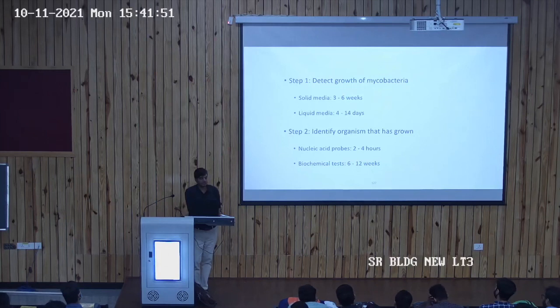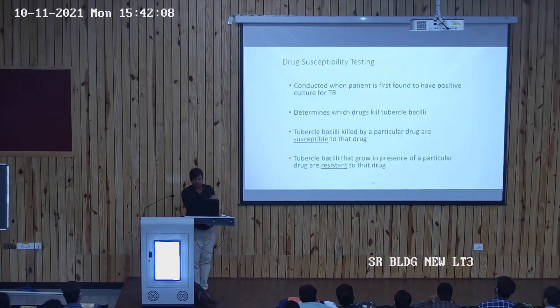Identify the organism that has grown. We can do it with the help of nucleic acid probes in 2 to 4 hours, and with the help of biochemical tests in 6 to 12 weeks. So if I combine the usage of liquid media with nucleic acid probes, we can reduce the number of days it takes for the diagnosis of tuberculosis.